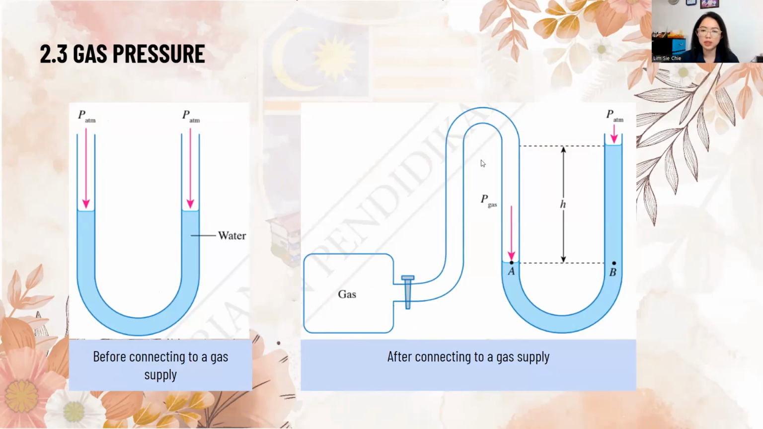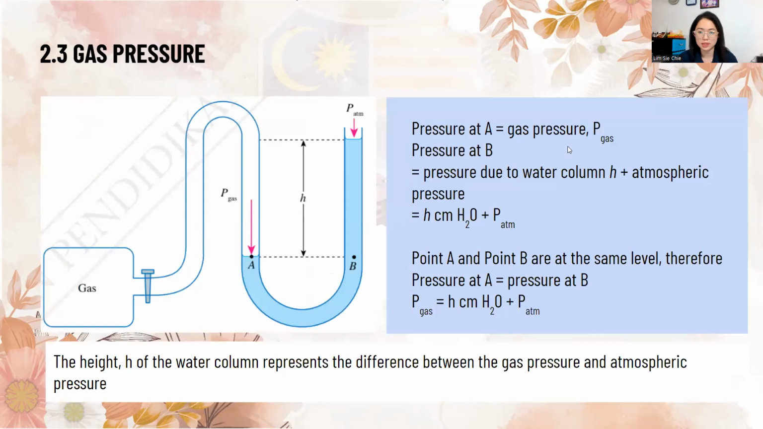So when I connect it to the gas supply, you can see that when the gas is being supplied to this side, the gas will push the water here. For the gas that you push here, you are going to use P equals h rho g to determine the gas pressure. So that's how it is. Now let's look at how we use the equation and formula to answer the question.